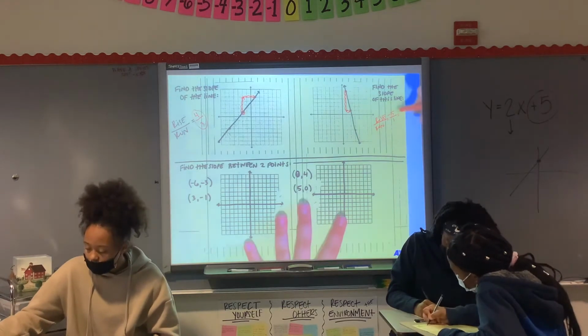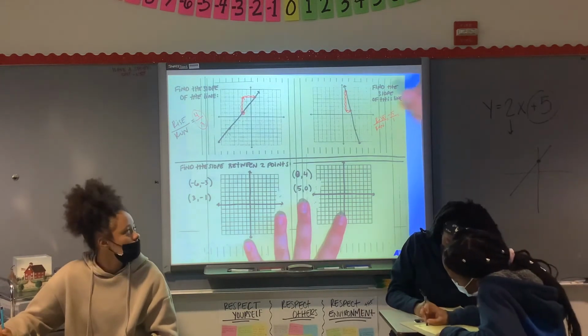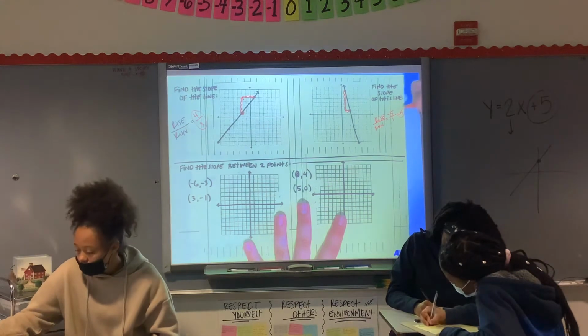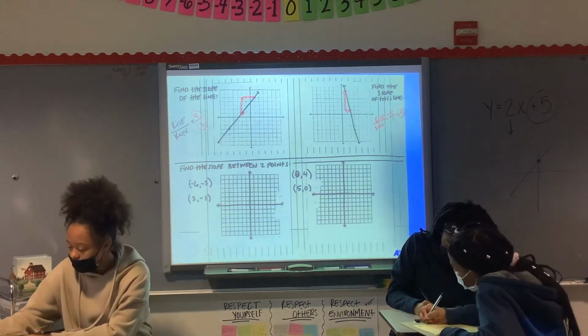Does anybody know what that is? Negative 5 divided by 1? It's negative 5. Negative 5 divided by 1 is negative 5.